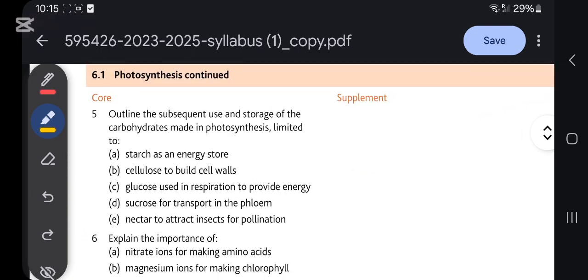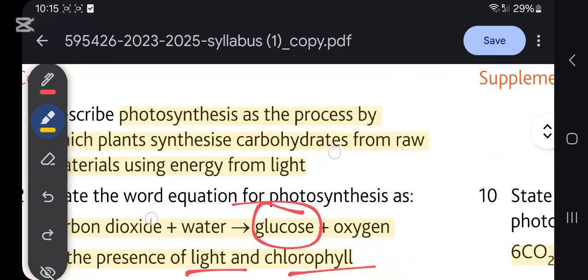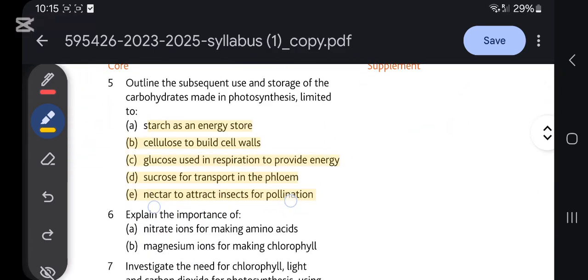Now, what are the uses of the carbohydrate that is made in photosynthesis? Must memorize. It is used as an energy source, starch as an energy source, cellulose to build the cell wall. Then glucose is used in respiration to provide energy, because glucose plus oxygen gives carbon dioxide plus water plus energy in respiration. This reaction is basically the opposite of photosynthesis.